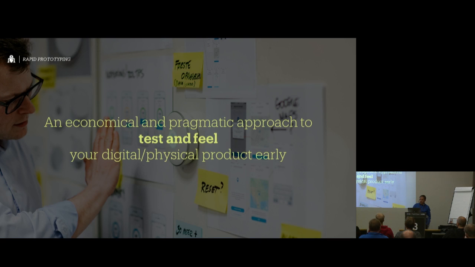So what do we call rapid prototyping? It comes from really a term from industrial design, which we do also have. But we call it an economical and pragmatic approach to test and feel your digital or physical product early. We deal with both industrial design and digital and service. And I would just highlight those top words: economical, because it's cheap, and pragmatic, because it's a shortcut to trying out ideas. Testing and feeling, because it's about trying to convey the experience of the final product.